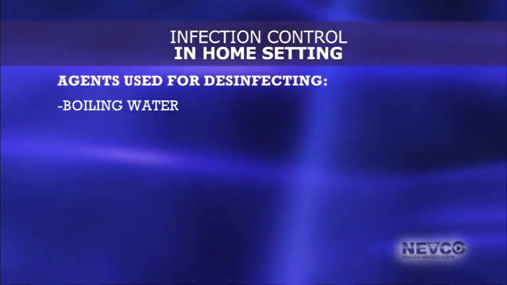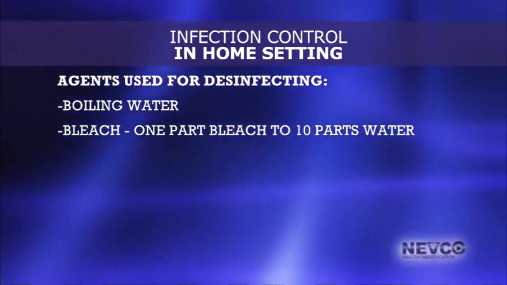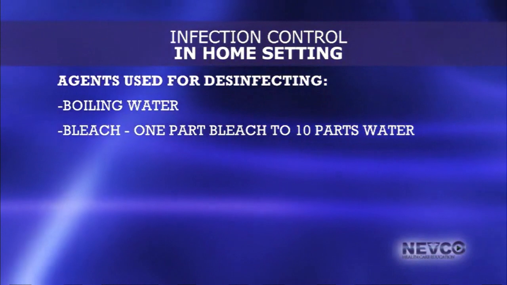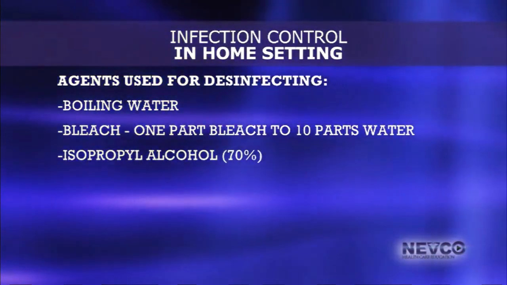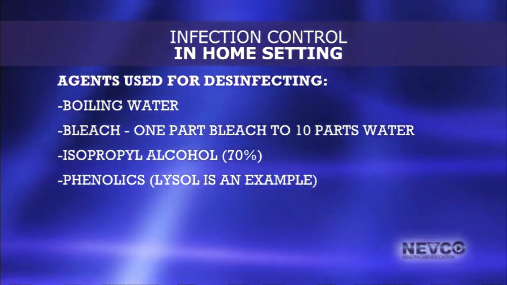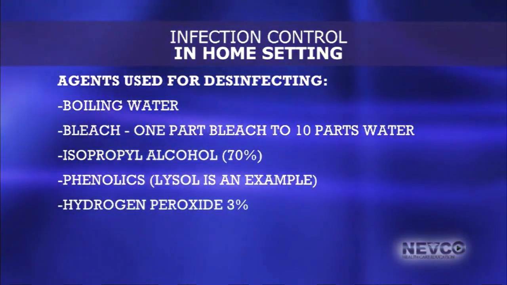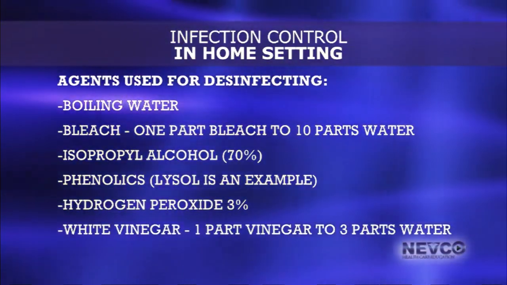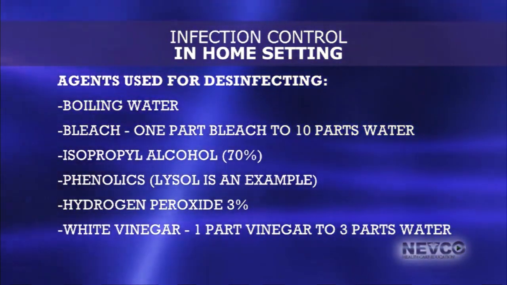There are several agents that can be used for disinfecting in the home. Your choice depends on cost, what you are cleaning, and common sense. Boiling water. Bleach, 1 part bleach to 10 parts water. Isopropyl alcohol, 70%. Phenolics, Lysol is an example. Hydrogen peroxide, 3%. White vinegar, 1 part vinegar to 3 parts water.